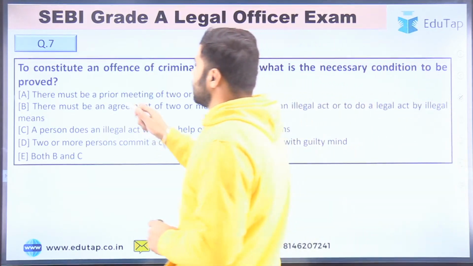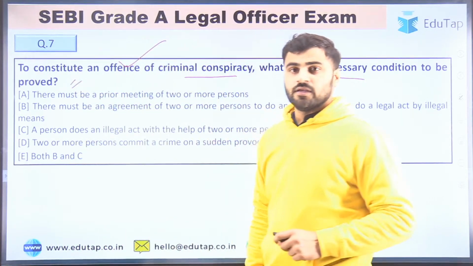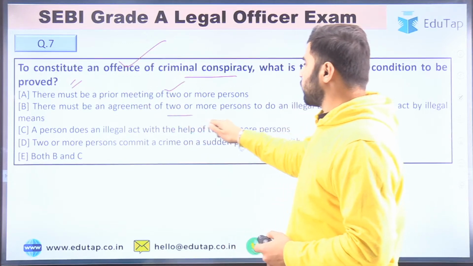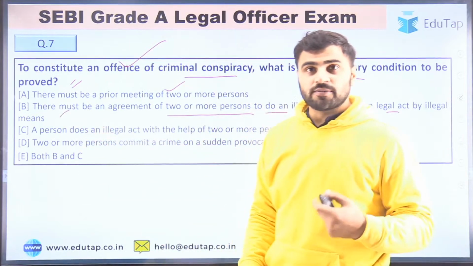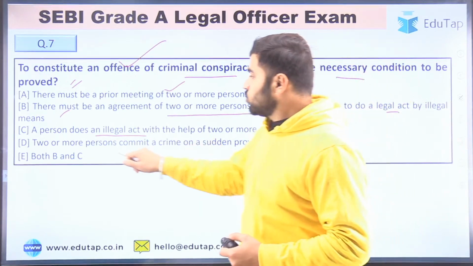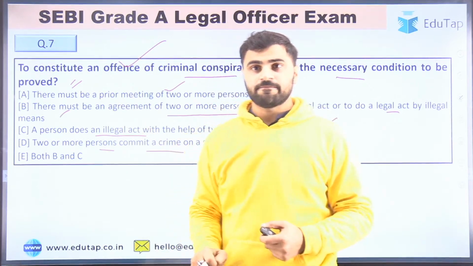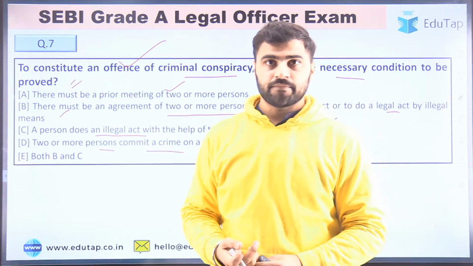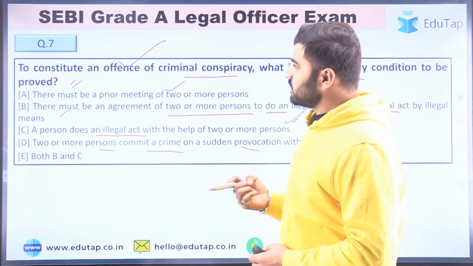Question number 7 is, to constitute an offense of criminal conspiracy, what is the necessary condition to be proved? Your options are: A, there must be a prior meeting of 2 or more persons; B, there must be an agreement of 2 or more persons to do an illegal act or to do a legal act by illegal means; option C is, a person does an illegal act with the help of 2 or more persons; D, 2 or more persons commit a crime on a sudden provocation with guilty mind; or E, both B and C. So tell me the right answer for question number 7. Tell me, guys, the right answer for question number 7.